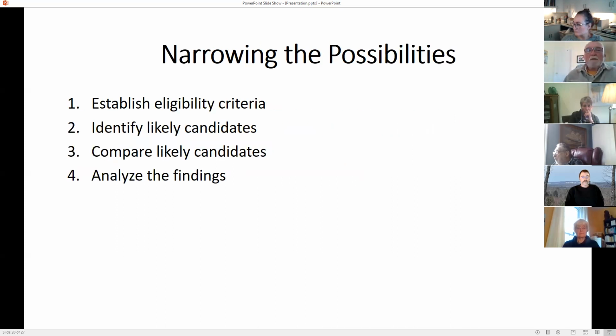So there are 4 basic steps that I followed in my research here. Number 1 was to establish some eligibility criteria. What kind of person was I looking for? Number 2 would be to identify likely candidates that meet some or all of those eligibility criteria. Number 3 would be to compare the likely candidates. And number 4 was to analyze the findings and try to identify the most likely candidate from that list. So let's start with the next slide then.